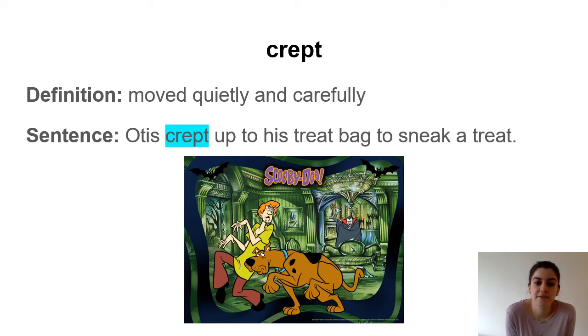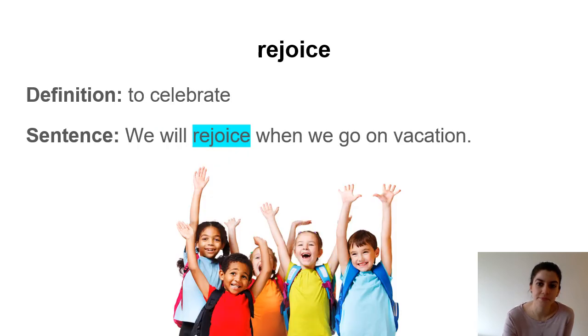This word is crept. Crept means moved quietly and carefully, like Otis crept up to his treat bag to sneak a treat. Think about your sentence with crept. This word is rejoice. Rejoice means to celebrate. We will rejoice when we go on vacation. Think about your sentence with rejoice.